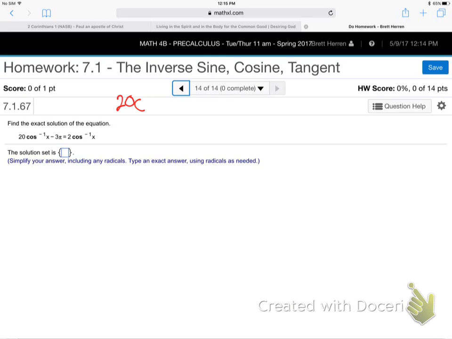So 20 cosine inverse x minus 3 pi is 2 cosine inverse of x. Treat that 20 cosine inverse and the 2 cosine inverse, they're like terms. Just subtract the 20 cosine inverse from both sides. That making sense?